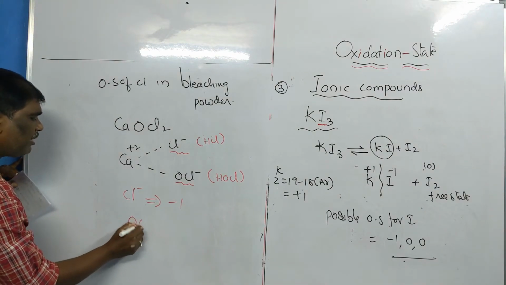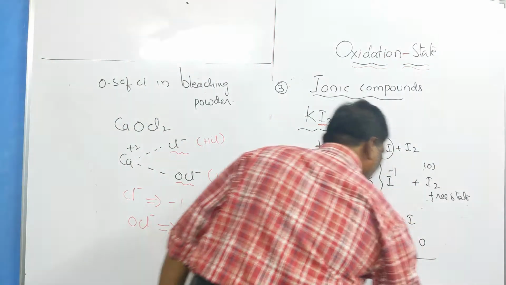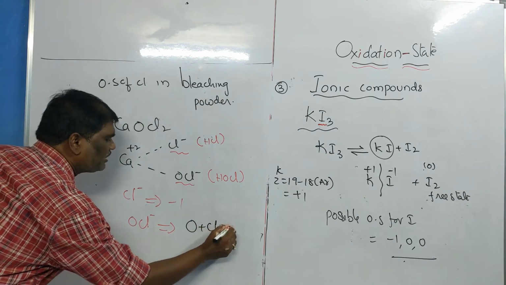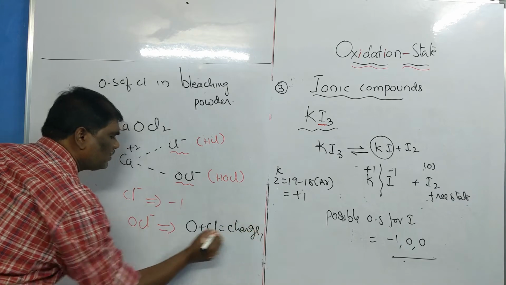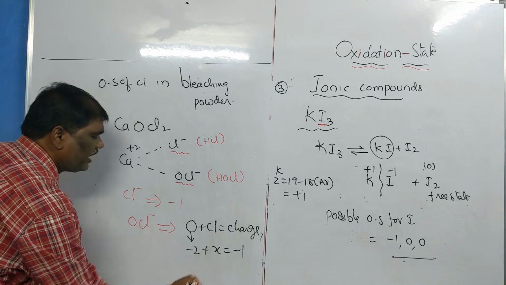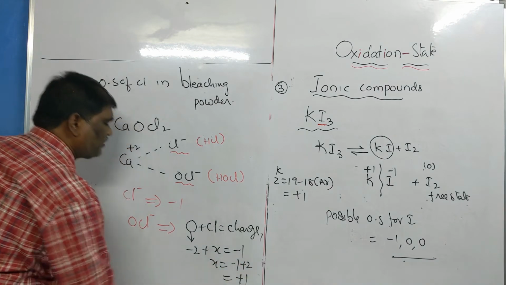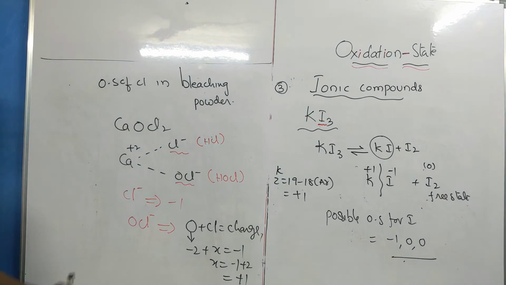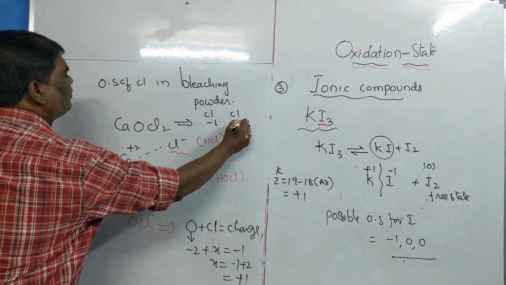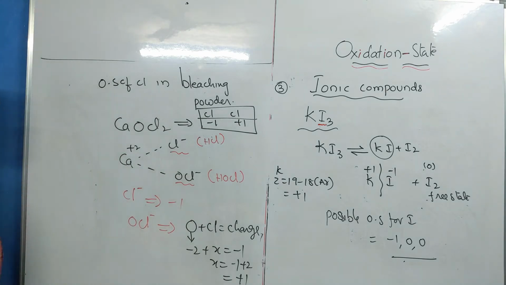For OCl minus, we take the sum of oxidation states. What is the sum of oxidation states? Oxygen plus chlorine is equal to the charge. Oxygen is -2, chlorine we have to calculate, the charge is -1. X is equal to -1 plus 2. That means we are getting +1 oxidation state. So clearly, the oxidation states of chlorine are -1 and +1 in bleaching powder.